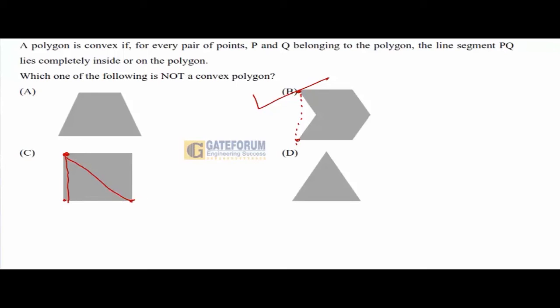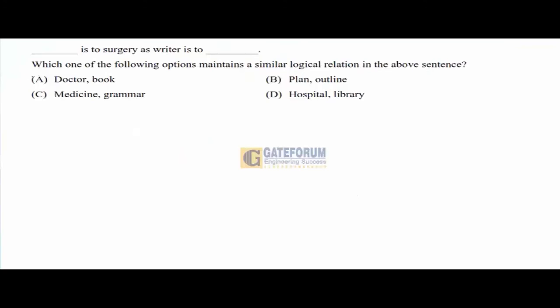Correct? So that is our option. Dash is to surgery as a writer is to what? Out of the options that is given here, clearly it can be seen that doctor is to surgery as a writer is to book. So we take this one.